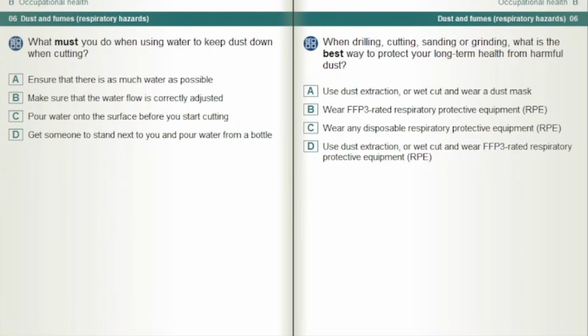What must you do when using water to keep dust down when cutting? Ensure that there is as much water as possible. Make sure that the water flow is correctly adjusted. Pour water onto the surface before you start cutting. Get someone to stand next to you and pour water from a bottle.